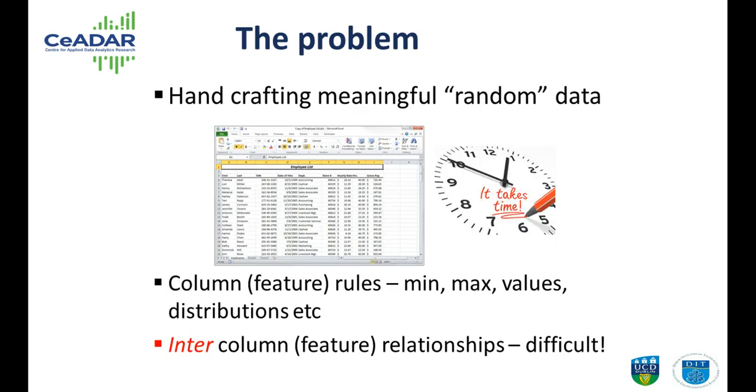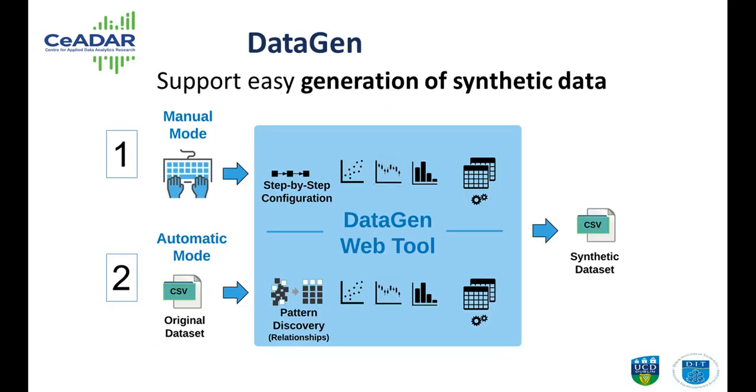In reality, it's time-consuming to handcraft data that resembles real data. Individual columns of data have characteristics that they need to follow, such as a fixed set of values, min or max values, particular types of distributions, and so on. Intercolumn rules or relationships are particularly difficult to specify and reflect in synthetic data without specific tool support. DataGen addresses these issues by enabling easy specification and generation of synthetic data.